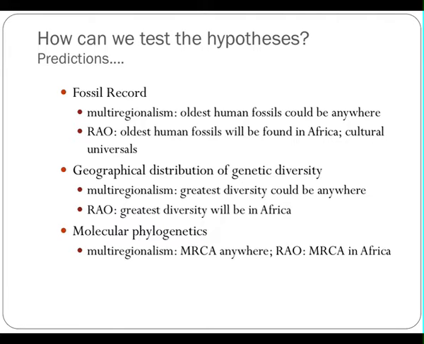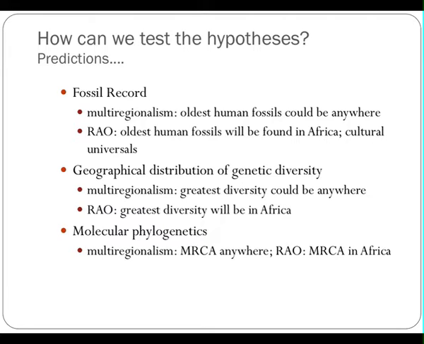And you could look at this and say, well, if we look at the fossil record, we look at genetic diversity, we use molecular phylogenetics, we could make predictions about what we'd expect to see and then see what we do see when we actually gather observations from the world out there. So if you take the view of multiregionalism, well, there's no particular reason why the oldest human fossils should be found in one place or another. They could be found anywhere. Could be found in Asia, could be found in Europe, could be found in Africa. Whereas the recent African origins hypothesis would say, well, that clearly the oldest human fossils would be found in Africa.